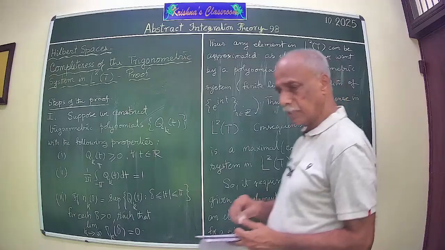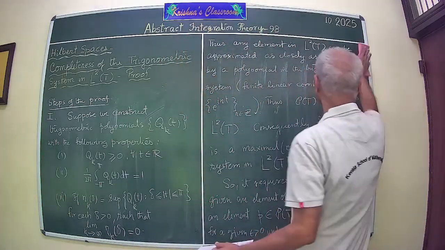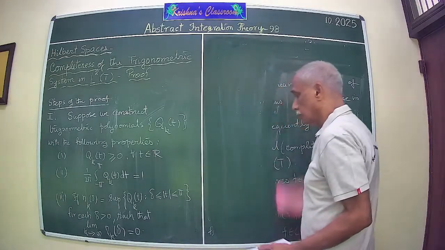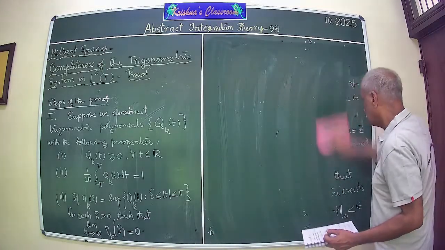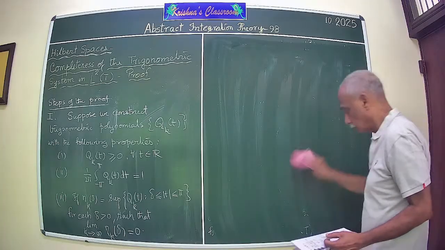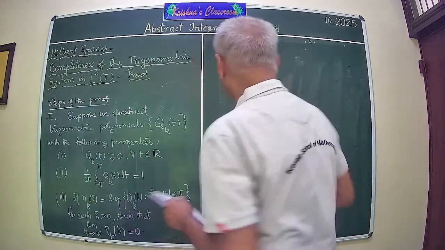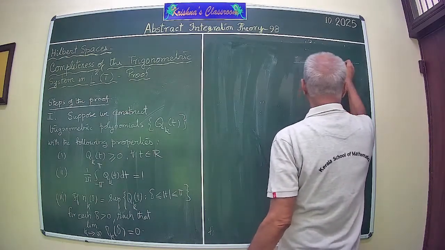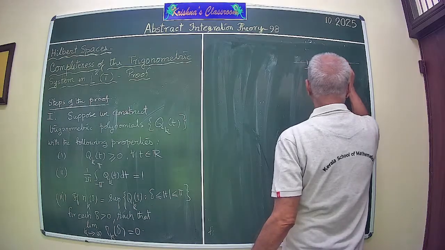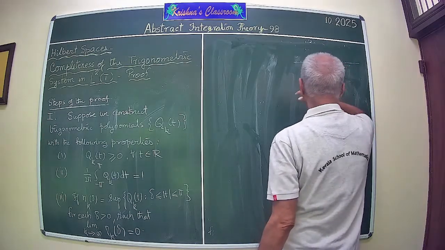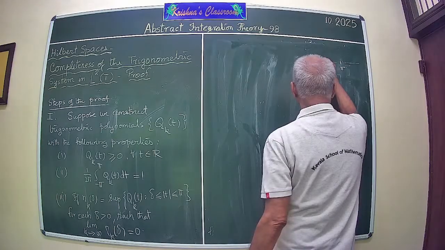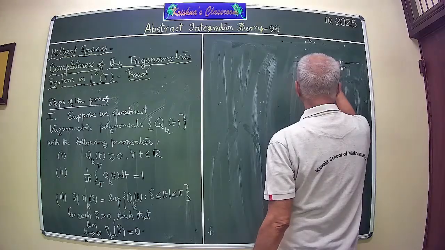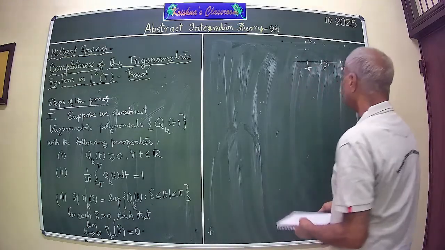Okay, the meaning of the last statement is the following. On the interval minus pi to pi, take a delta neighborhood of 0, minus delta to plus delta. So you consider this one.